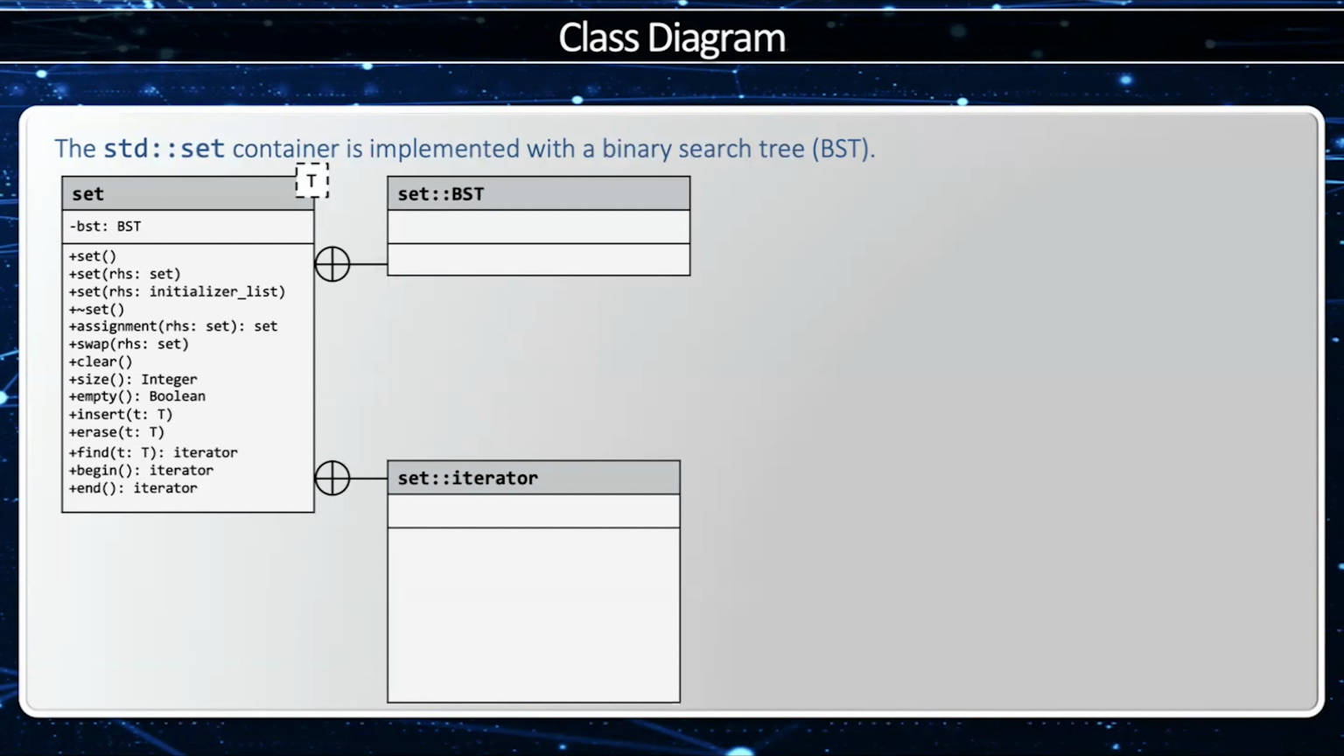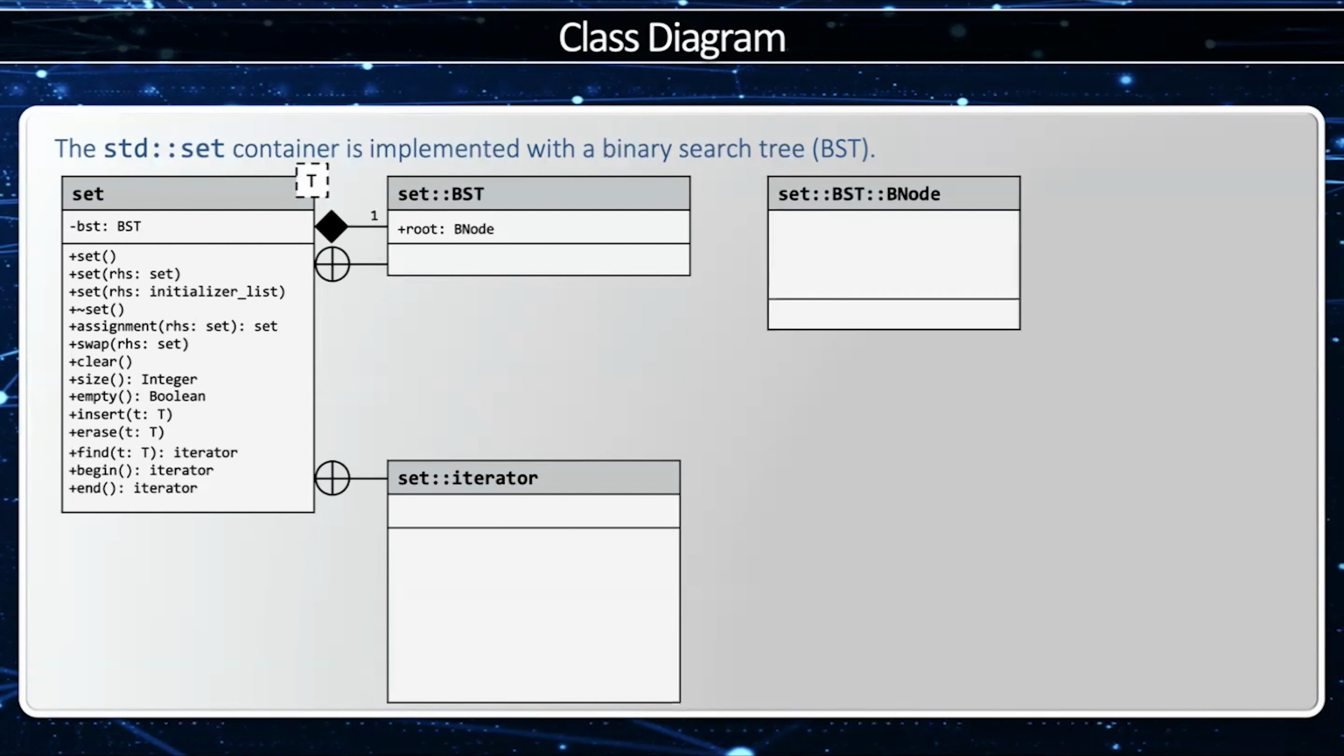Now, how many BSTs am I going to have? It's related by association, and that association is composition because my set is going to create and destroy my BST, and there's always going to be exactly one in my class, so the numerosity is 1. Okay, now the BST itself has a single attribute, which is a root, and that root is going to point to a BNode. So I need to have a BNode class, which is going to be a nested class within my BST.